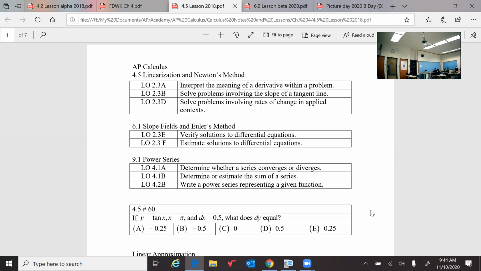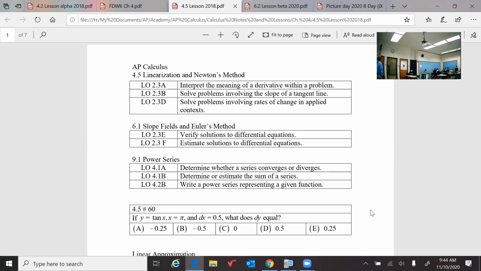Y equals tan x. X equals pi. And dx equals 5/10. What does dy equal? We don't expect an answer to that until later, but let's organize the question.